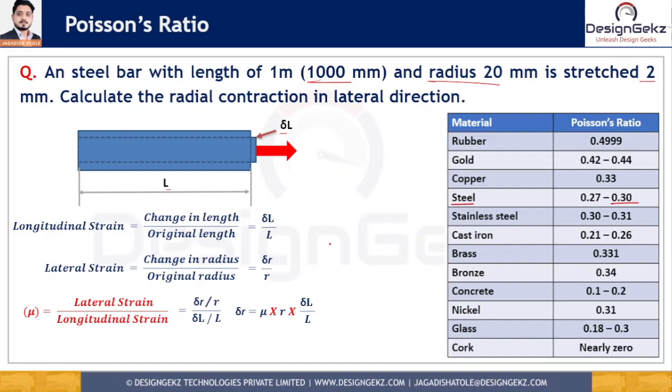So if you put the values for this, we'll get mu is 0.3, R is 20, delta L is 2, and L is 1000. So we'll get delta R equal to 0.012 mm, and this is the radial contraction in the lateral direction.